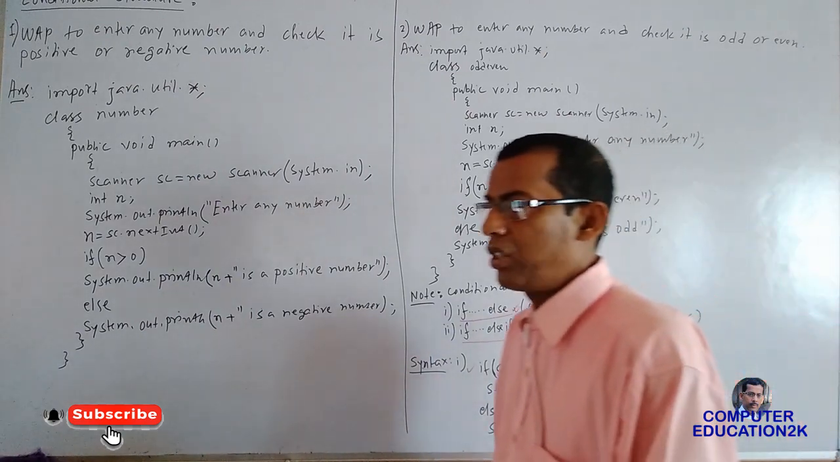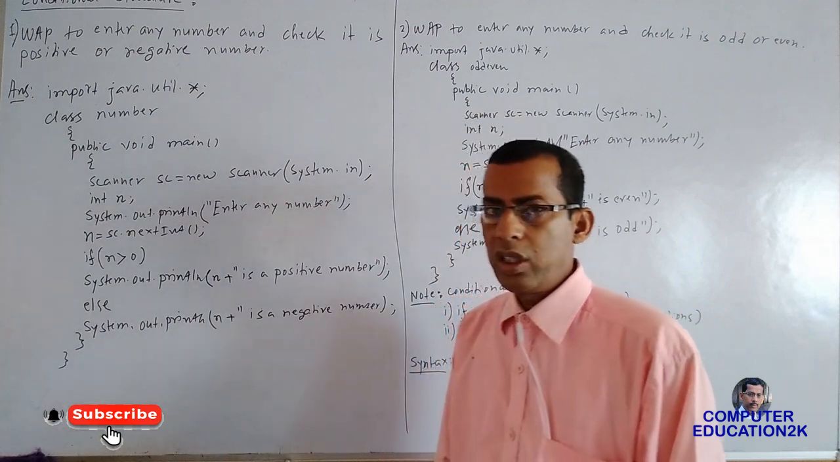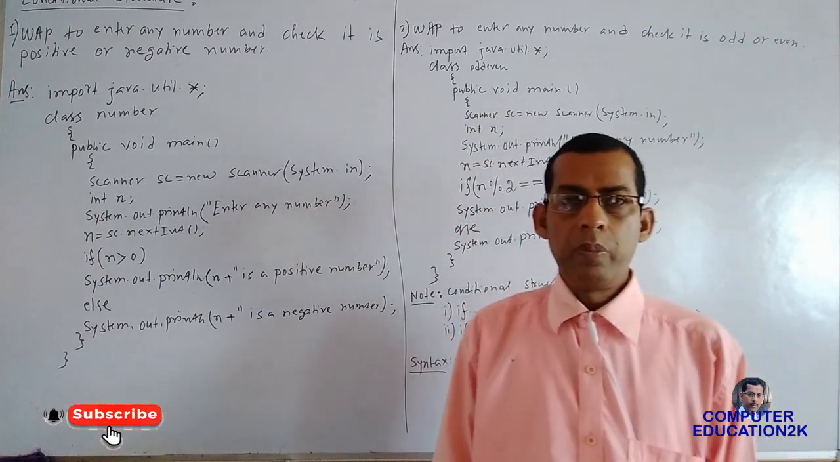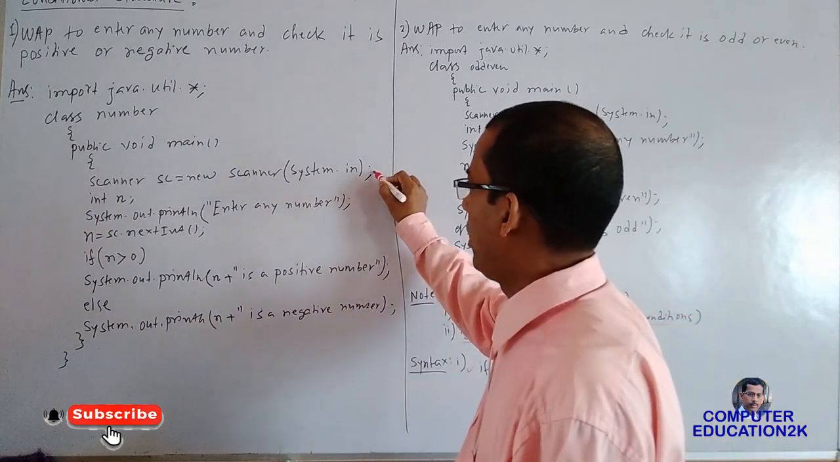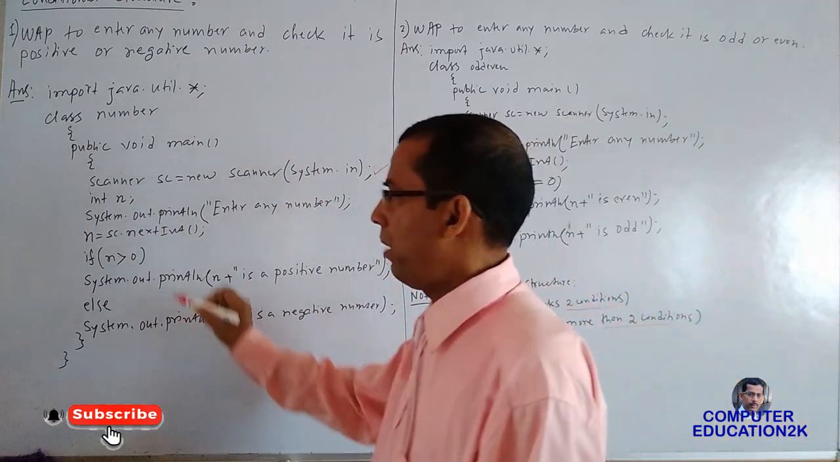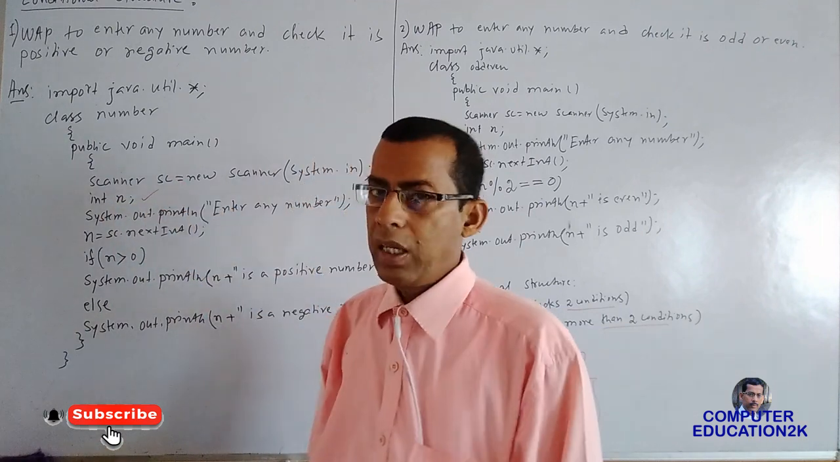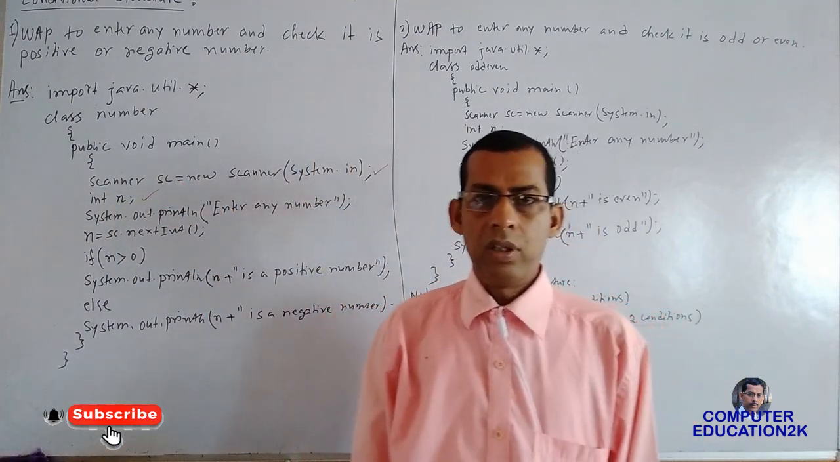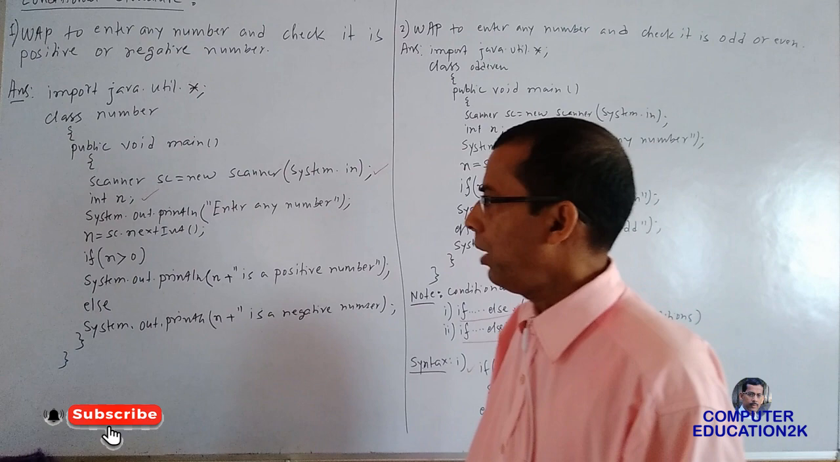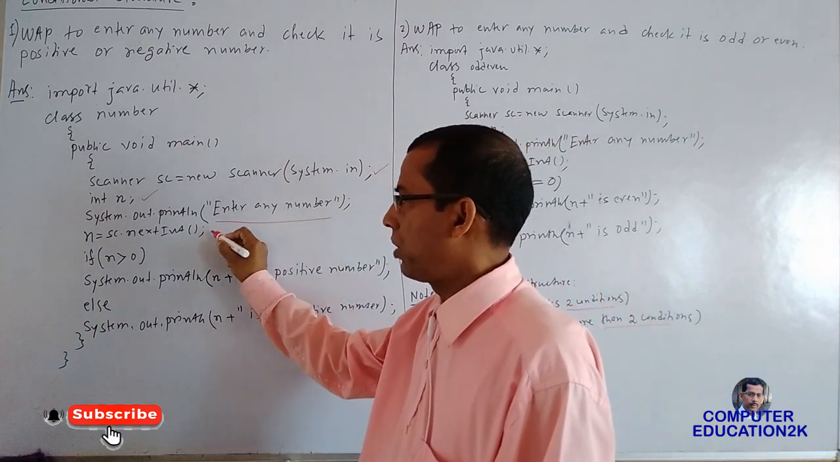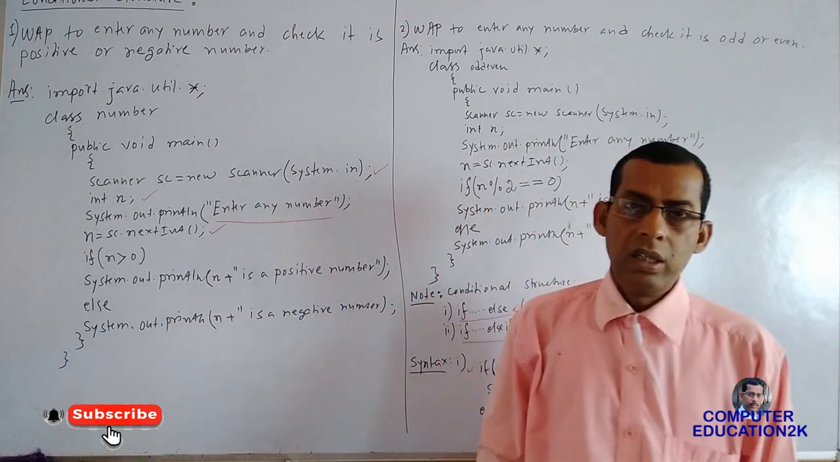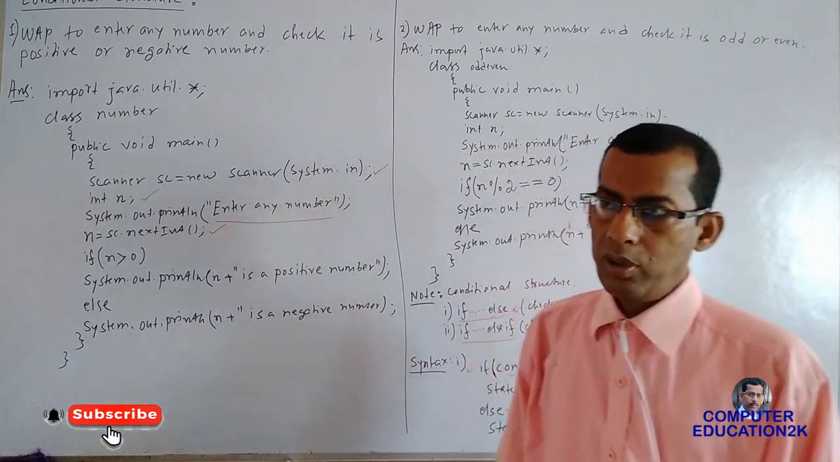Okay. So let's do the first program. You have to check here whether a number is positive or negative. So till here, you know, all the lines will remain the same. So from here I will explain. I have taken one variable n for the number, and I have given one message, enter any number, and by this command I have entered a number in n from the keyboard.